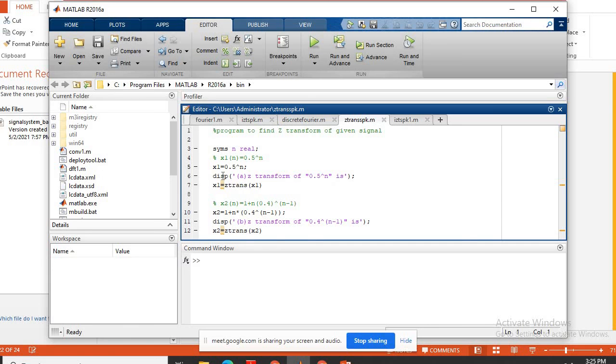See here, DISP, and I have written what exactly I want to print. I want to print the message, the Z transform of 0.5 raised to n is, and then the answer. In front of that it will show you the answer. X1 is equal to ZTRANS of x1. X1 is written here as 0.5 raised to n, that is a raised to n.